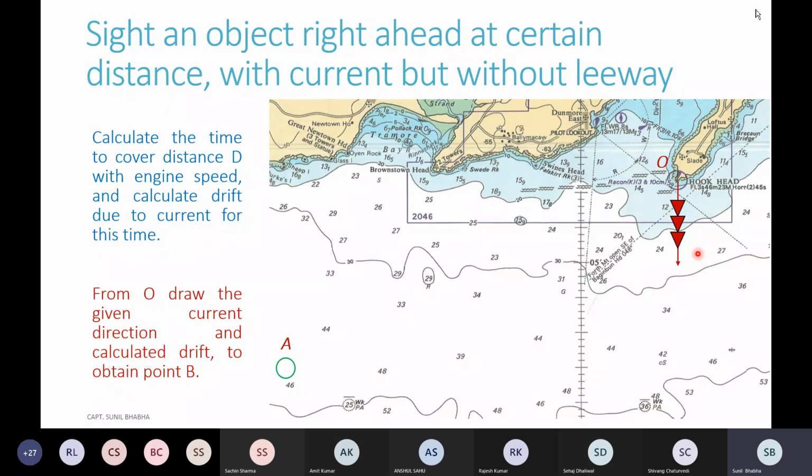The point where the current vector ends, let's name that point as Bravo. So you see on the plot, Oscar Bravo is the current vector. The duration of the vector is the time required for us to cover the given distance. You can see it here also. The set and drift is for the time which is required to cover the given distance with our engine speed.